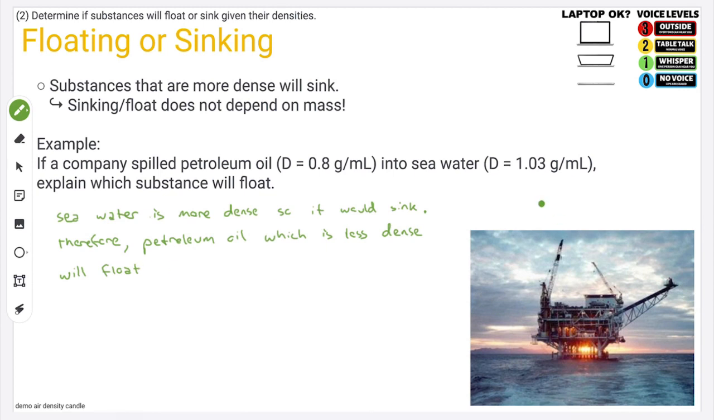the seawater is more dense. If it was mixed with petroleum oil and seawater is more dense, it would sink below the oil. The oil is less dense, so it would float above the seawater, and that's actually what happens. That's actually what happens when oil spills in the ocean. It just starts floating. And it's kind of neat because you can clean up the oil a little bit easier that way since it's floating.